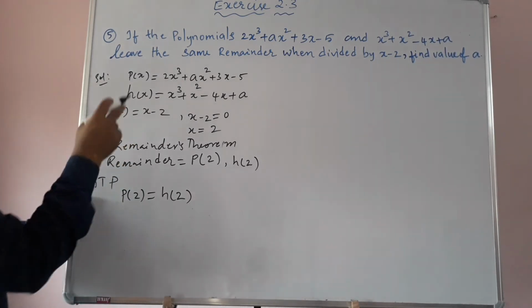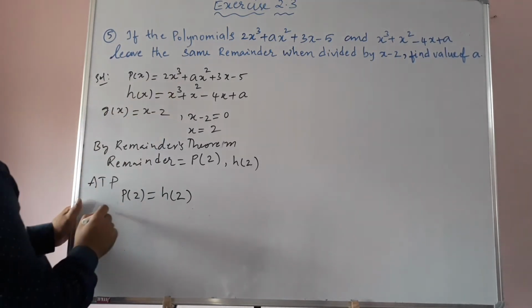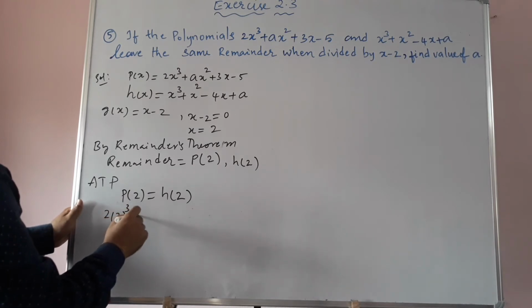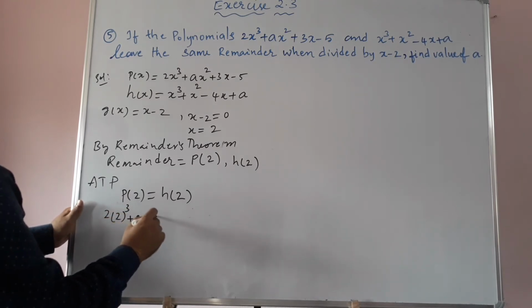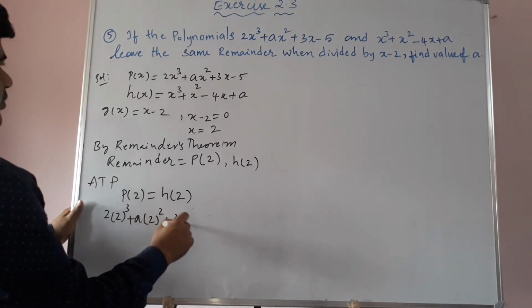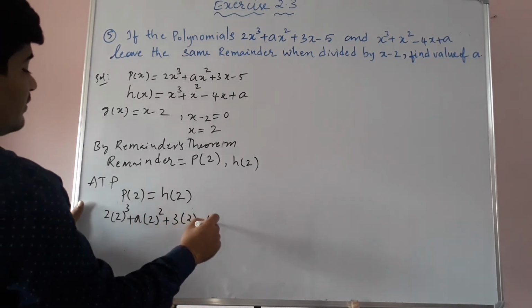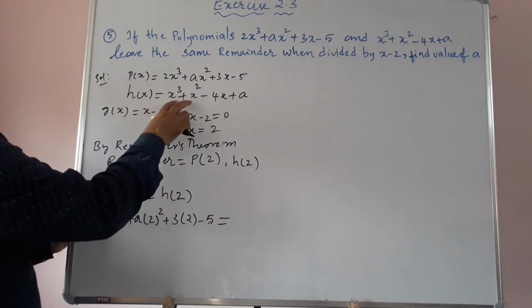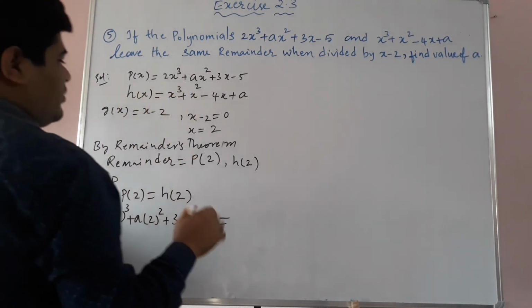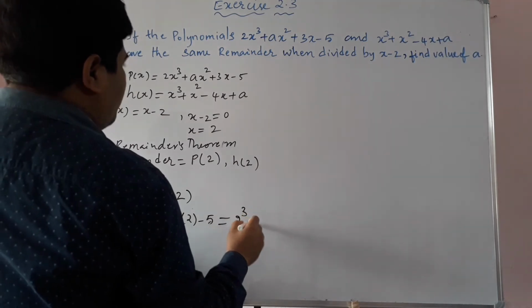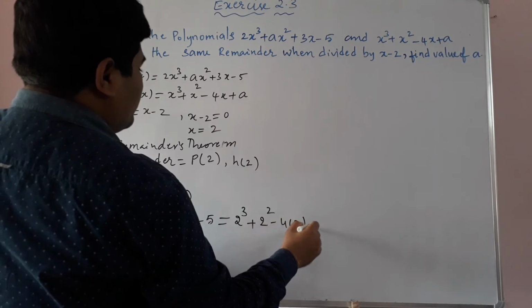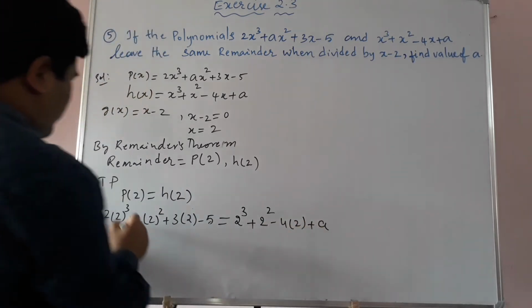So in p of x substitute 2. So 2 into 2 cube plus a into 2 square plus 3 into 2 minus 5. So that is equal to h of 2. In h of x, wherever x is there, just write 2. So 2 cube plus 2 square minus 4 into 2 plus a. So now children, simplify this.